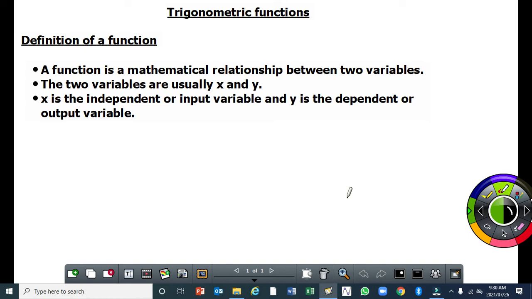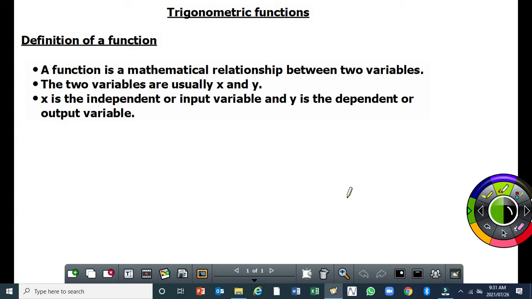So we are going to talk about the trigonometric functions. Now, by trigonometric functions, we are referring to relationships between two variables. Usually the variables are x and y. But in trigonometry, in most cases, the x can be replaced by theta. And the x, we call it the independent variable, or the input variable.